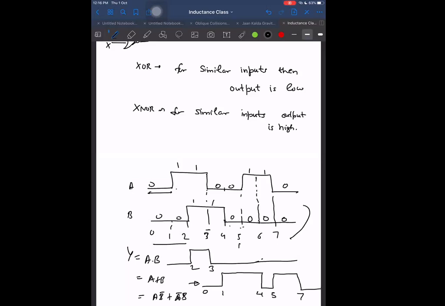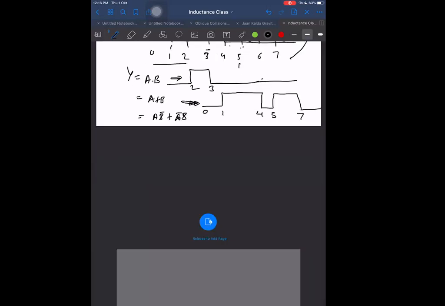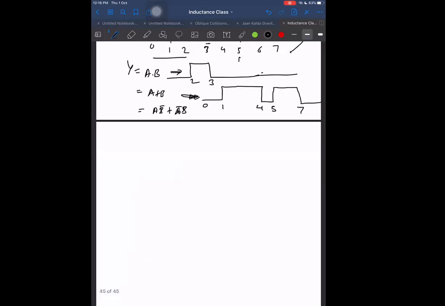Similarly, you can find out what happens for XOR also. Can you find for XOR also? This one is for OR, and this one is for AND. For XOR, you can find out yourself. I am giving you that task to do. This is how we do in logic gates.